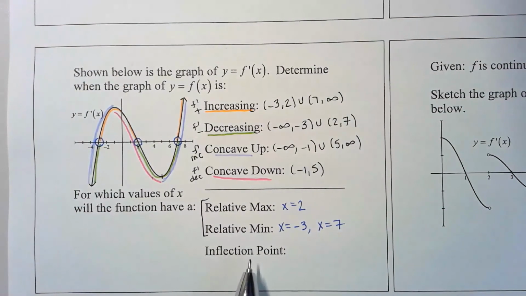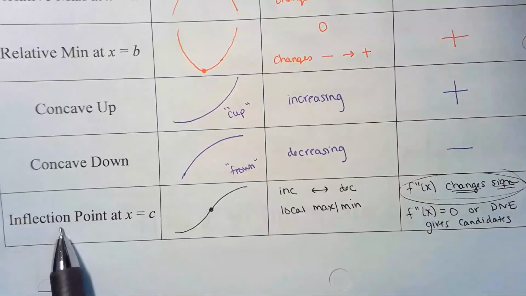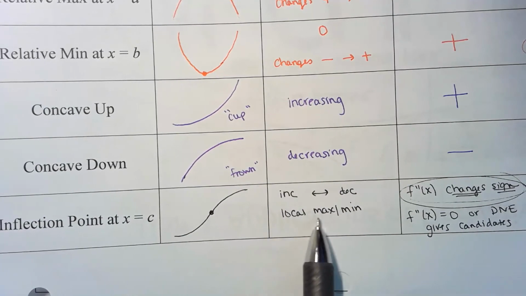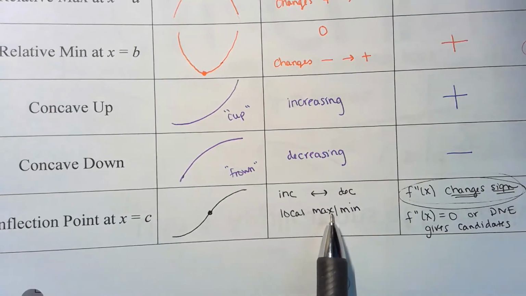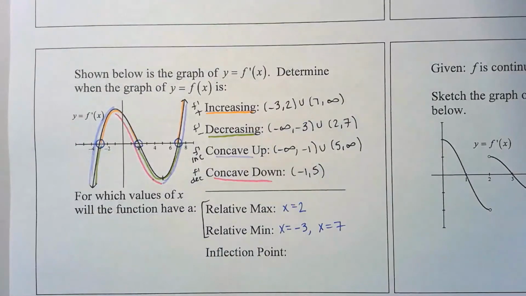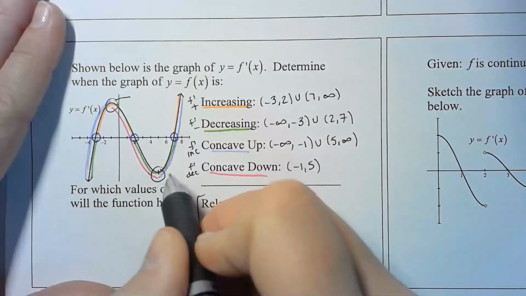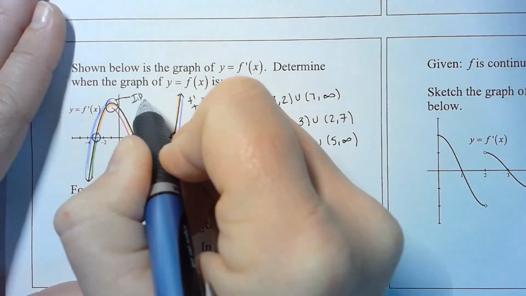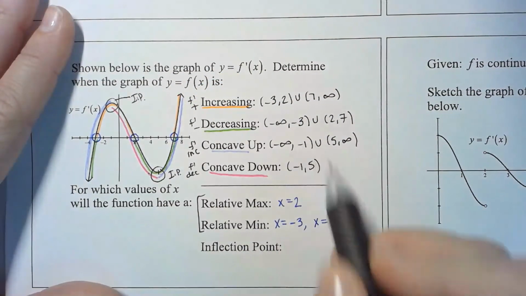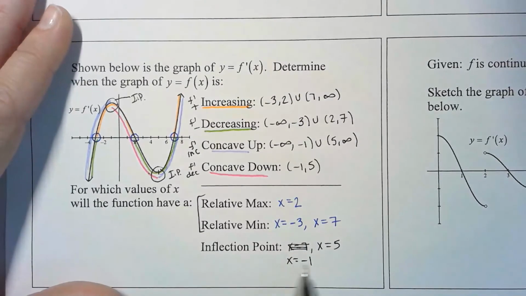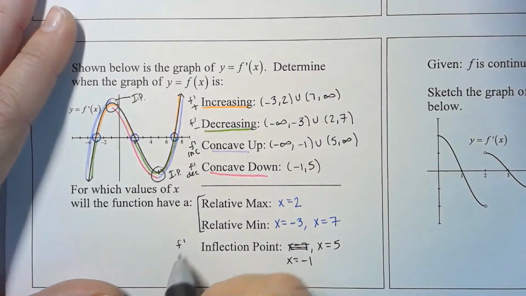My inflection point occurs when the first derivative changes from increasing to decreasing, or vice versa, or when it has a relative max or min. Right, so here's my first derivative. There's a max, there's a min. And so that's going to happen again where I'm changing concavity, which is at x equals -1 and x equals 5. That looked like it said 7. So x equals -1, x equals 5, where f prime has a max or a min.